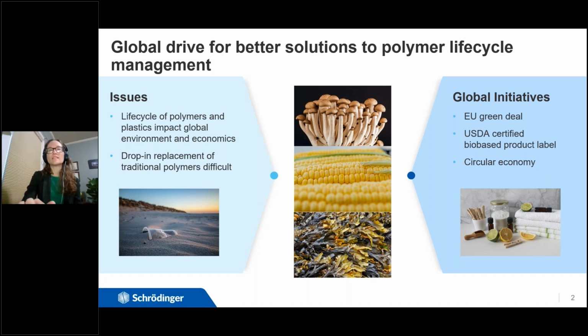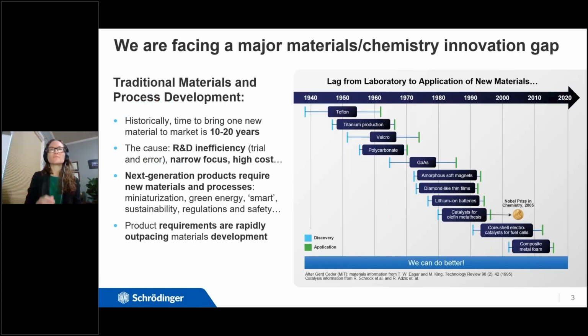So we understand that these are important materials that we want to have take the place of traditional polymeric materials in a lot of instances, but that drop-in replacement can be difficult. When we look at development of new materials, if we look historically across different material spaces, that could take a long time. That can be 10 to 20 years.